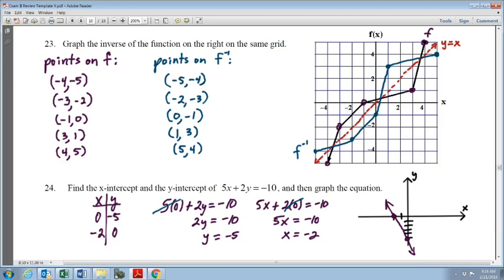And then all you have to do is graph those points, and you connect them and you got your line. All right, and this does it for the review for exam 2.